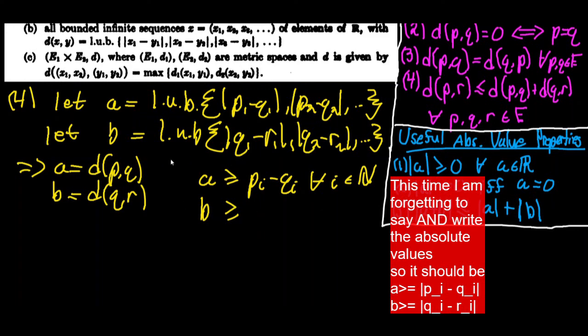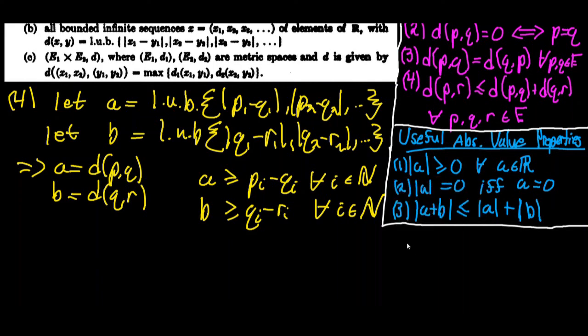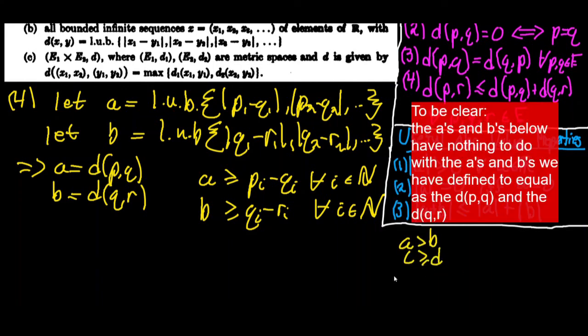And since B is the least upper bound of this set, it means it's greater than or equal to any element of this set, by definition of an upper bound. So therefore it's greater than or equal to Qi minus Ri for all i in the natural numbers. Remember, we have a very special property: if A is strictly greater than B and C is greater than or equal to D, then A plus C is strictly greater than B plus D.